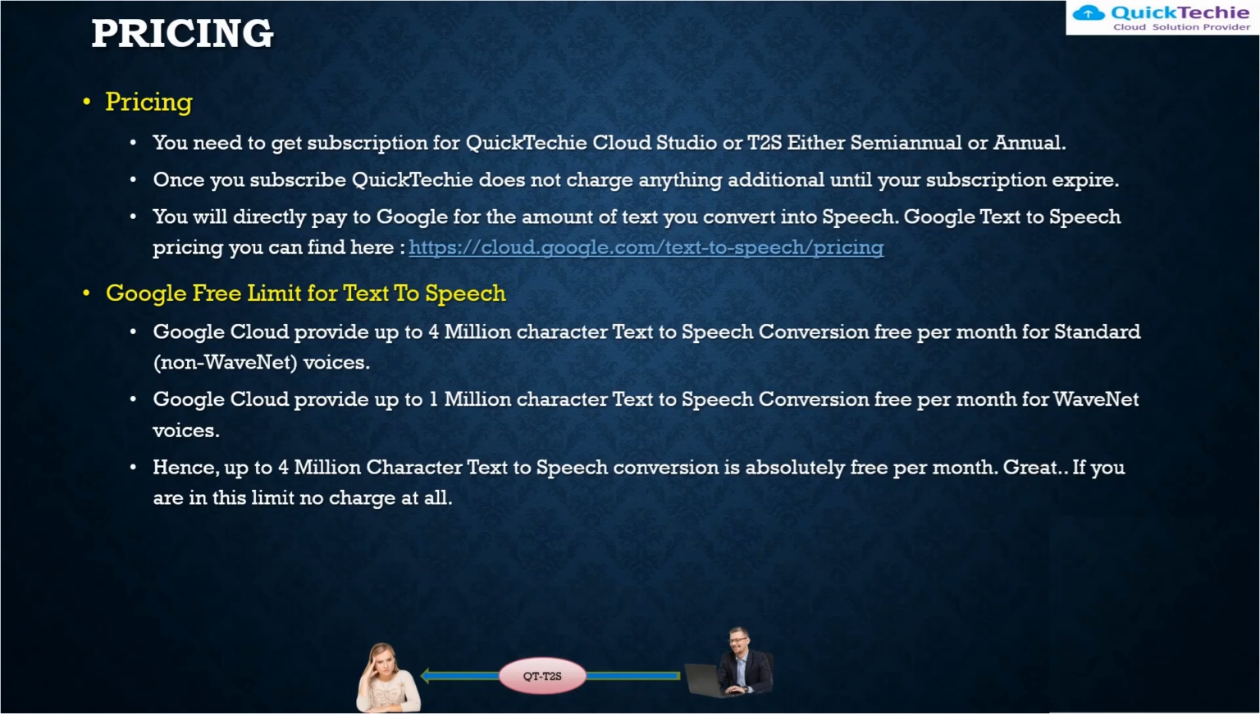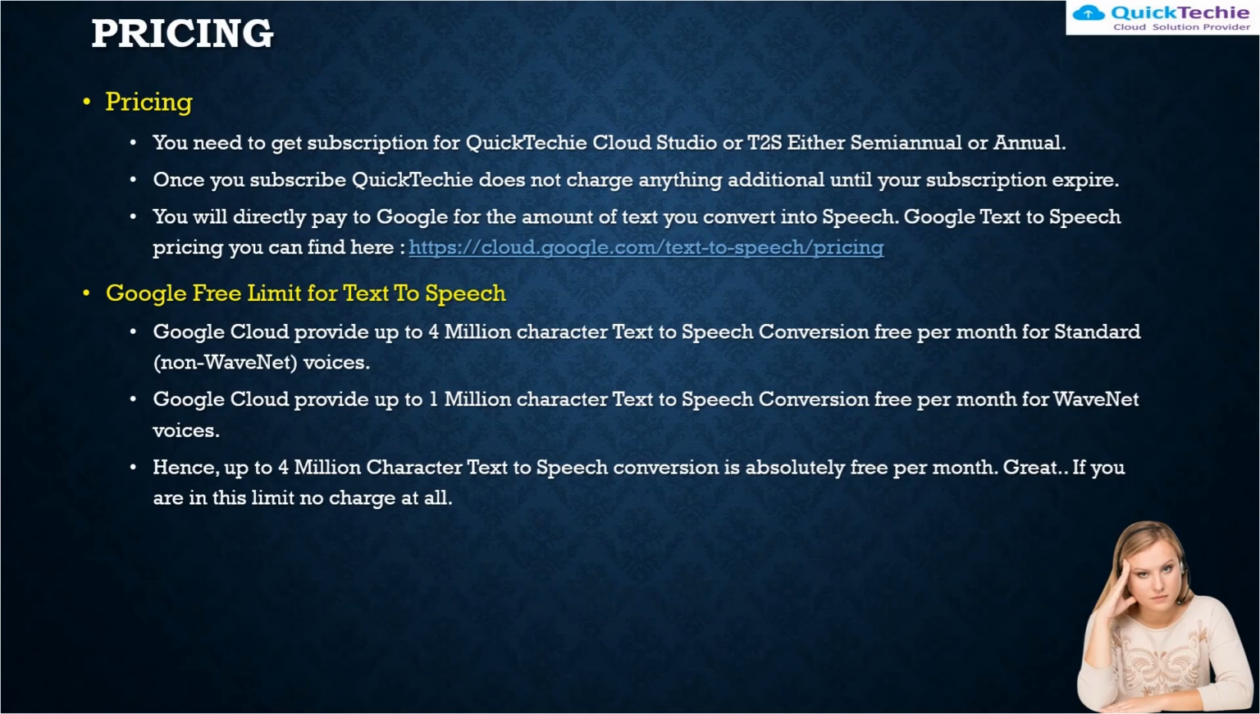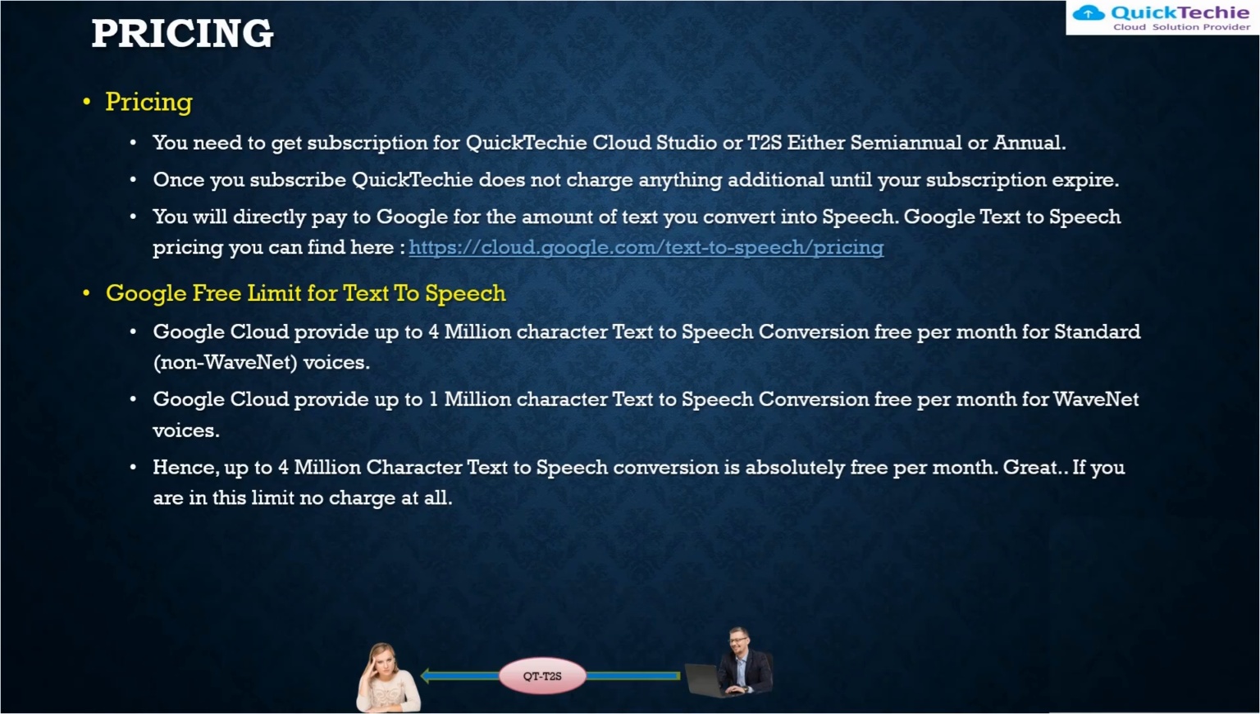Another thing is that Google has its own prices for text to speech conversion. But up to 4 million characters for standard or non-WaveNet voices is absolutely free each month. 4 million characters is, you can imagine, almost 10 textbooks in general. Google Cloud also provides up to 1 million characters of text to speech conversion for WaveNet voices, which are high quality voices, free for 1 month, absolutely free. And if you are using the Google trial version of 90 days, the $300 credit is also free to use.